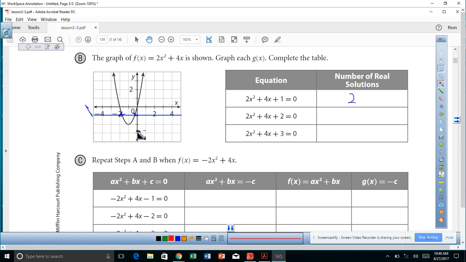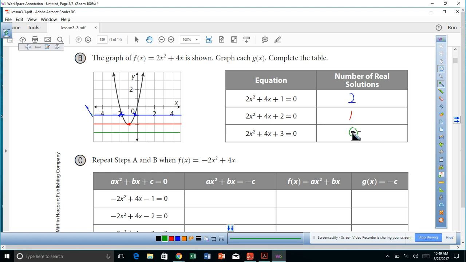Now let's graph negative 2. It's going to be right here. And how many solutions does negative 2 have? It has one solution right here. So that is one solution. And then we'll graph negative 3. Negative 3 is right here. And it does not cross it at all, so we have 0 solutions.